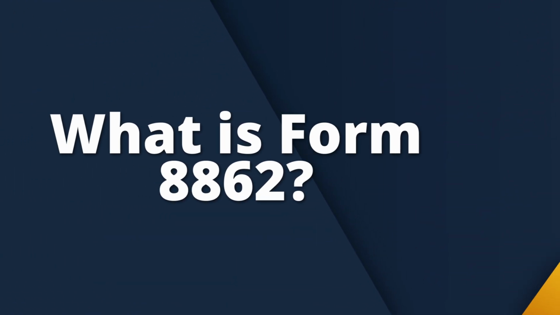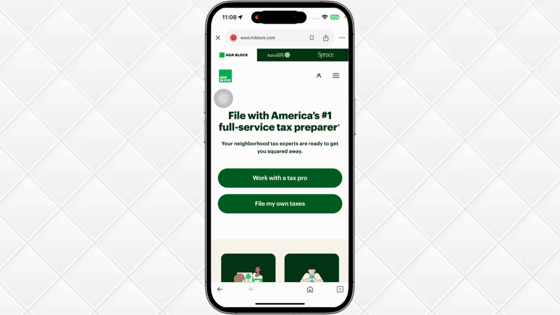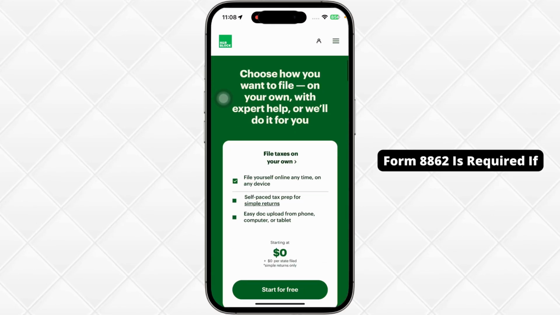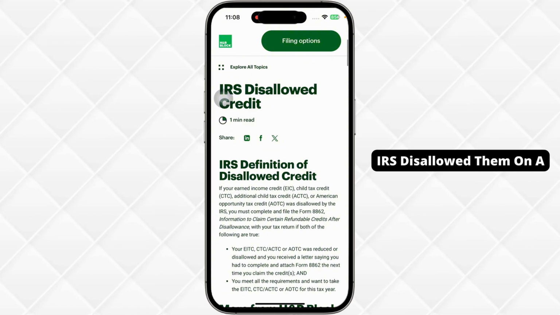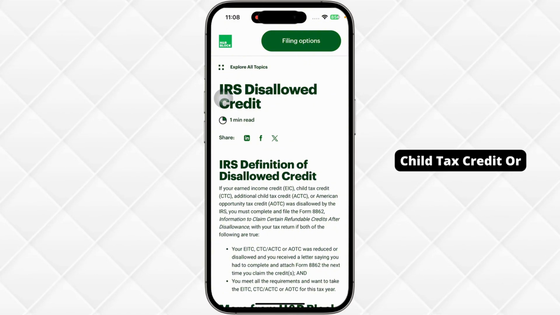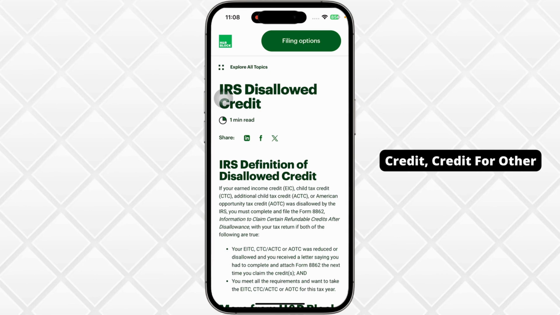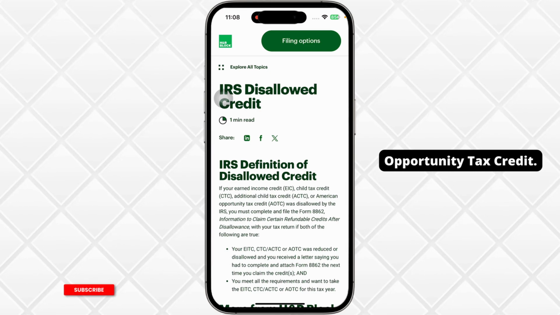What is Form 8862 on H&R Block? Let's get started. Form 8862 is required if you want to claim the following tax credits again after the IRS disallowed them on a prior tax return: Earned Income Tax Credit, Child Tax Credit or Additional Child Tax Credit, Credit for Other Dependents, or American Opportunity Tax Credit.